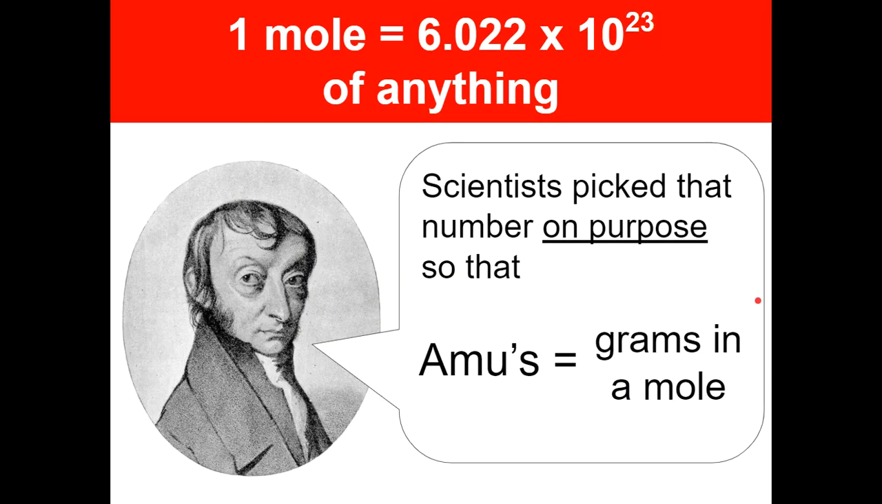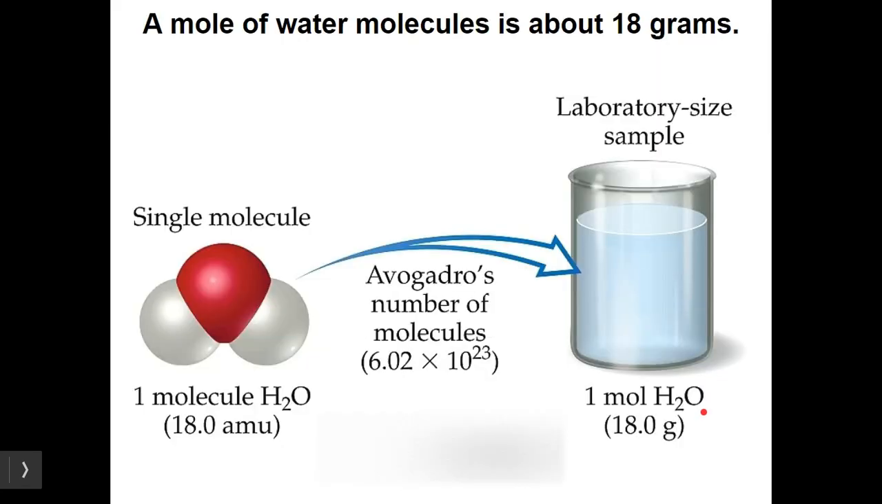Remember that a mole is 6.022 times 10 to the 23rd of anything. And here's Avogadro again, this lovely, handsome picture of him. Remember that scientists picked that number on purpose so that the AMUs, the atomic mass units, would be equal to the number of grams in a mole. That's how they picked how many was in a mole, okay? So that it would be very convenient.